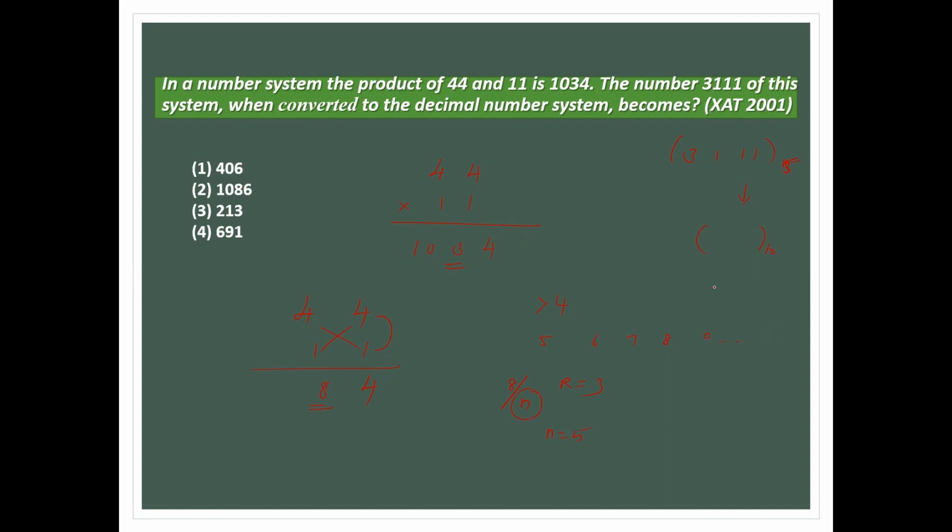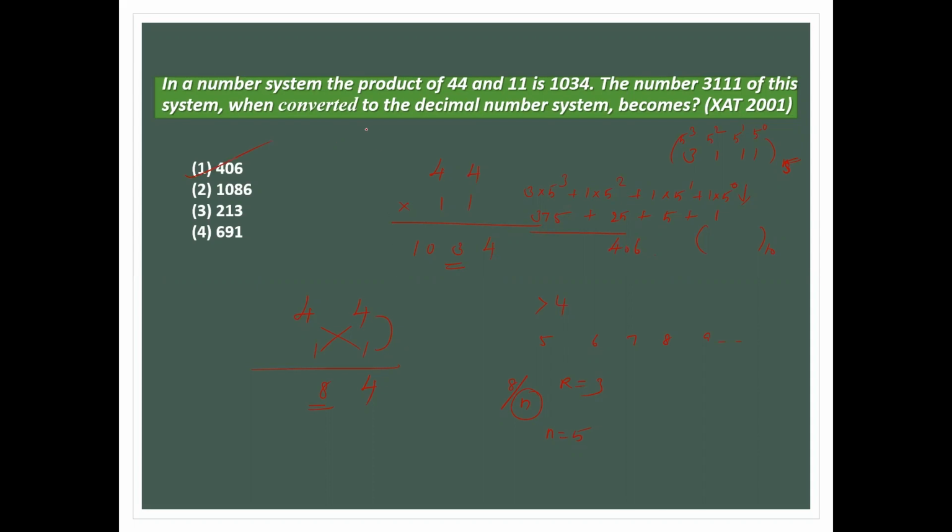You just have to convert that number into base 10. How do you do the basic conversion? You have to look into the place values. This is 5 power 0, this is 5 power 1, this is 5 square and this is 5 cube. So you get 3 into 5 cube plus 1 into 5 square plus 1 into 5 power 1 plus 1 into 5 power 0. This gives you 1 plus 5 plus 25 plus 125 into 3, which is 375. So 400 plus 6 is 406. You get option 1.